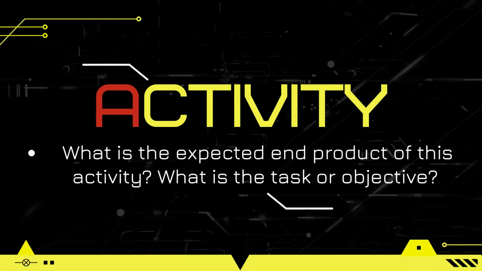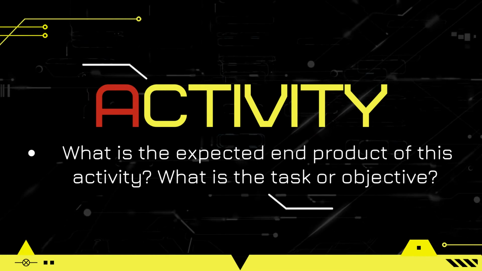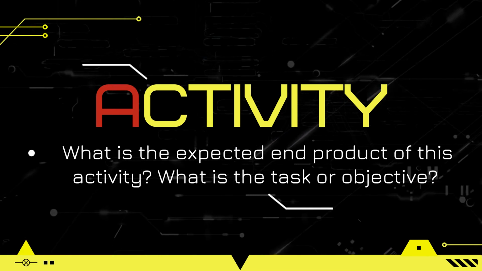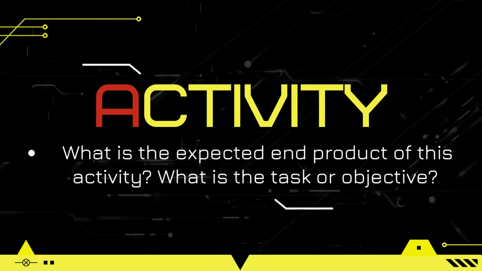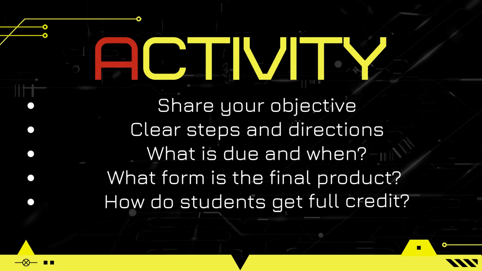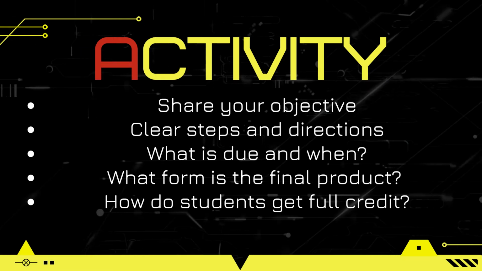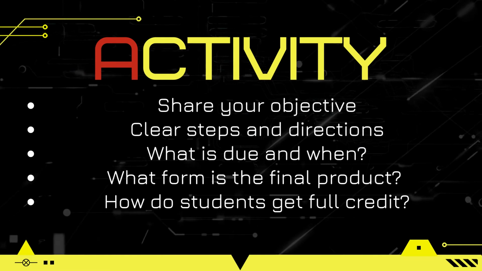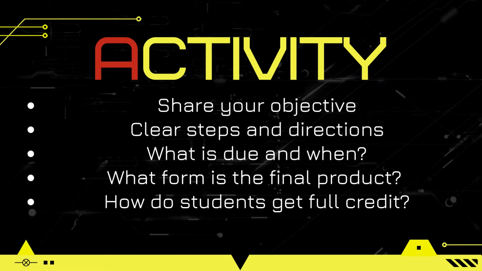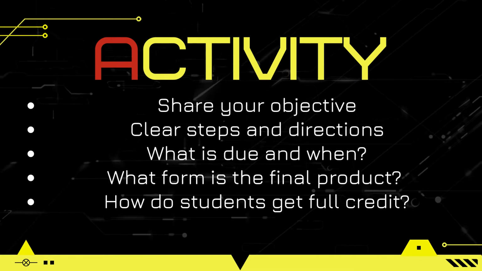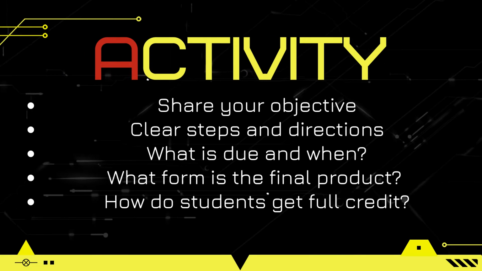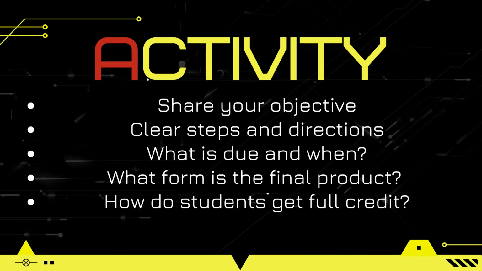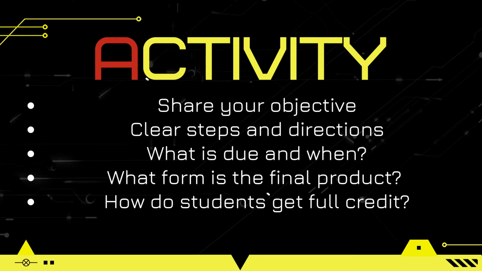Activity is the expected end product of the activity. So I'm going to share my objectives with the kids, like I always do at the beginning of class. I'm going to share clear steps and directions. I want to let them know what is due and when. I want to let them know what form the final product for this class graded assignment looks like. And I want to let them know how they get full credit. So it might be something they turn in. It might be something they have to do. What do they have to do to get full credit? It might be a rubric that I share with them, and I might just put down on my activity part of my chart, rubric, or rubric for public speaking, whatever it might be.